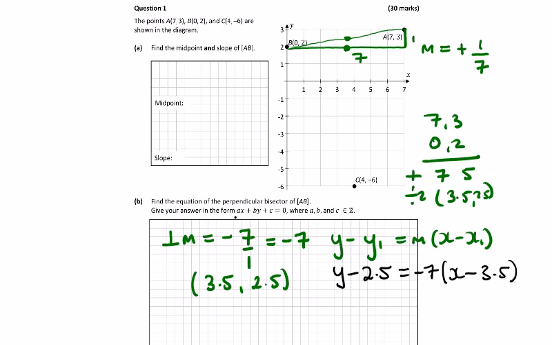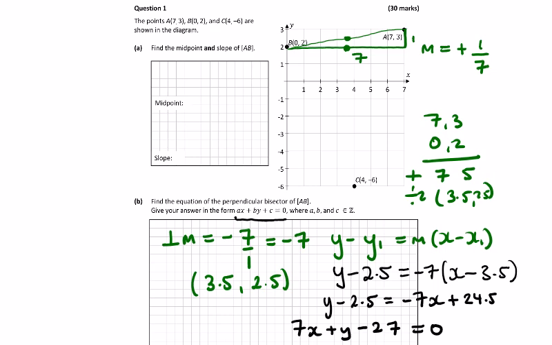We are asked for it in this format where everything is on the same side of the equal sign. So we're going to get y minus 2.5 equals minus 7x plus 24.5, since 7 threes are 21 and 7 times 0.5 is 3.5, making 24.5. Bringing everything to the left hand side, 7x plus y minus 2.5 minus 24.5 will be minus 27 equals 0.